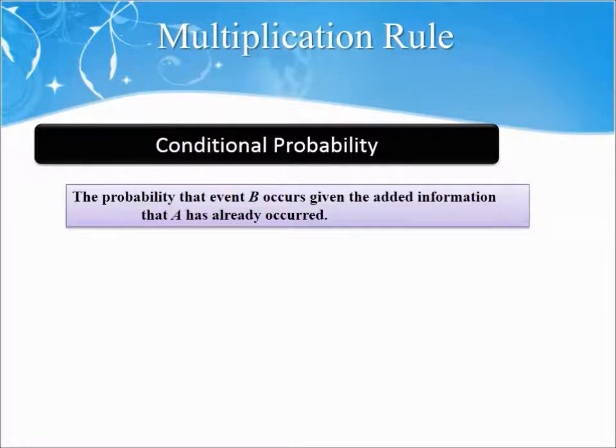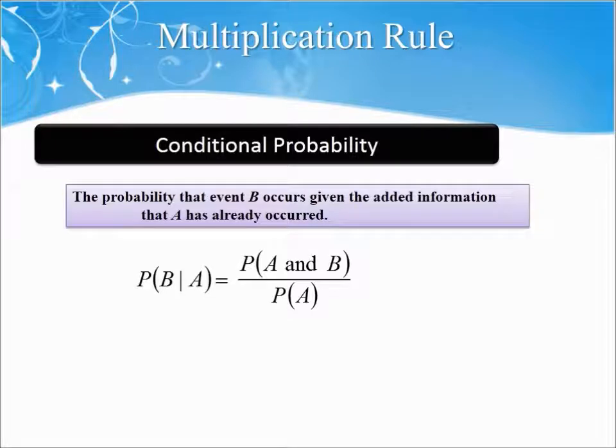Conditional probability. The probability that an event B occurs given the added information that A has already occurred. So we use the notation probability of B, vertical line A, and we read this as probability of B given A. We have a formula for that that says the probability of B given A is the same thing as finding the probability of A and B both occurring divided by the probability that A has occurred.